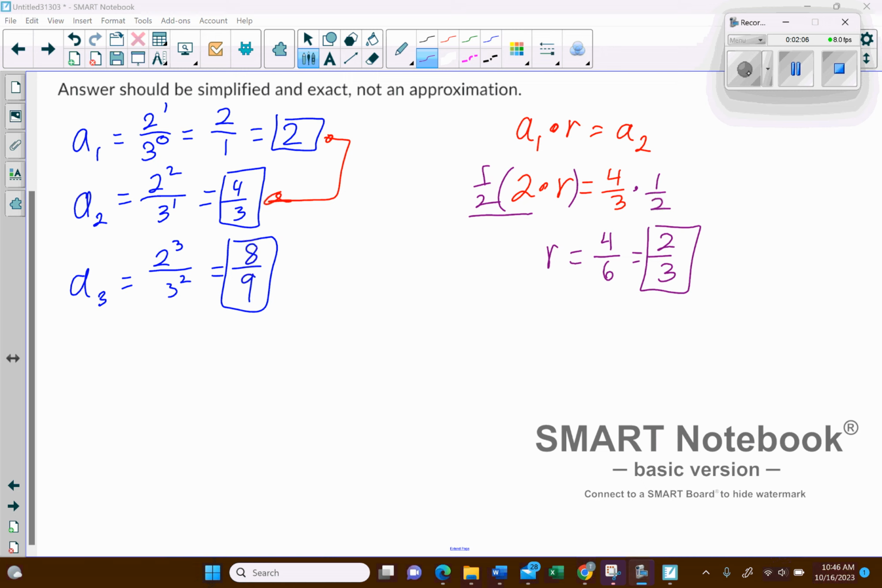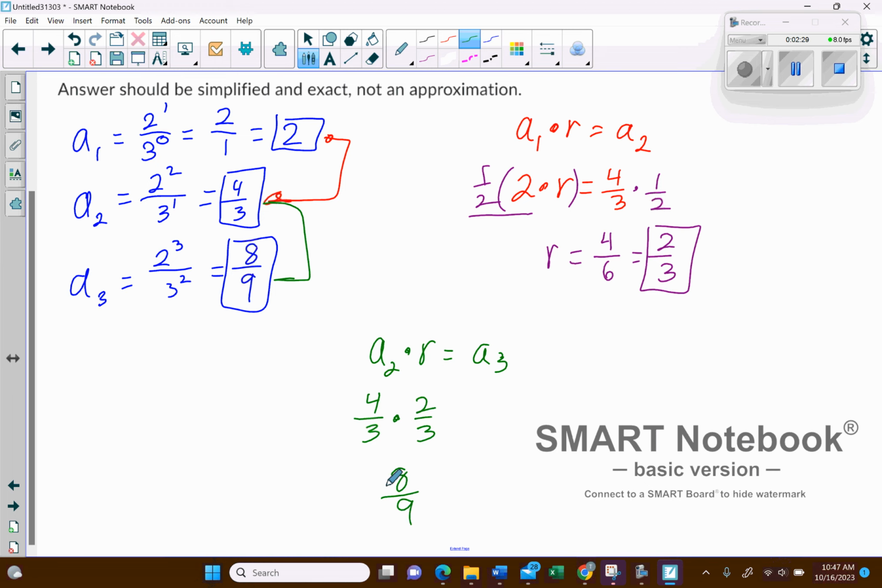And so just to show you with the other one, I'll show you that it works for the next 2 points also. So if you were to look at a sub 2 times the common ratio, that should give you a sub 3. And what we could do here is just plug that in. So we could take 4 over 3, and let's multiply that by the common ratio, 2 thirds. And let's see, that would give us 8 over 9, and that is what a sub 3 is.